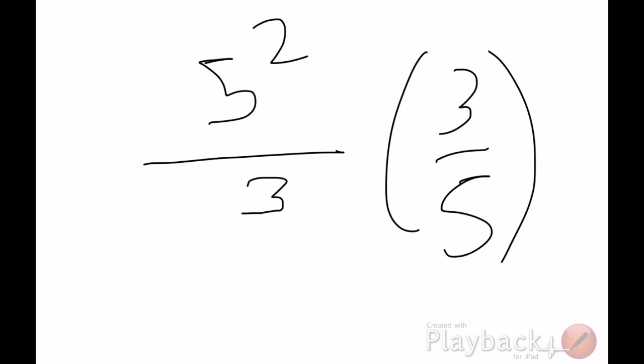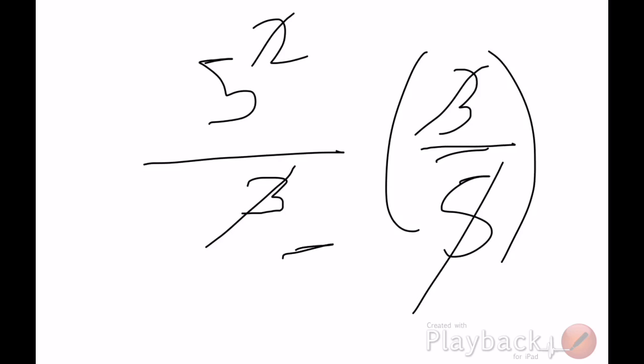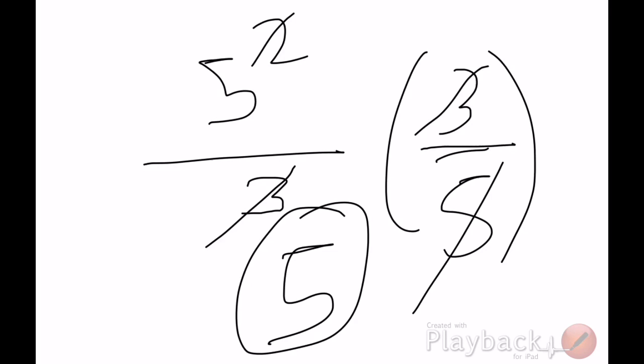So now this means just multiplication. When we have nothing, that means it's multiplication. So we can go ahead and cancel out 3 and 3 and 5 and this square, so we are left with 5. So 5 is the answer.